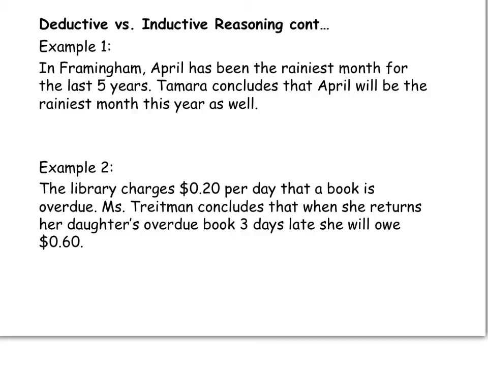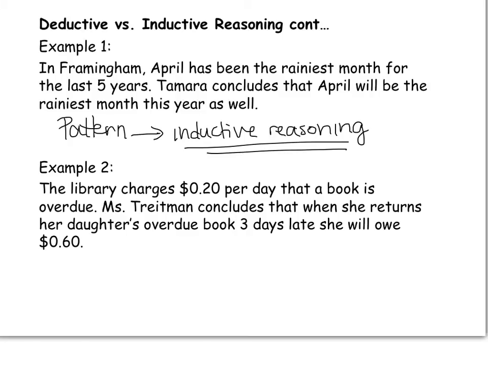So just 2 more quick examples to illustrate the difference between deductive and inductive reasoning. In Framingham, April has been the rainiest month for the last 5 years. Tamara concludes that April will be the rainiest month this year as well. Well, Tamara didn't have any rules saying that April is always the rainiest month of the year. She looked at the last 5 years and decided that based on the pattern she should conclude that this year April will also be the rainiest month of the year. Anytime someone uses a pattern to make a conjecture, we know that they are using inductive reasoning, because inductive reasoning is making a conjecture based on a pattern.